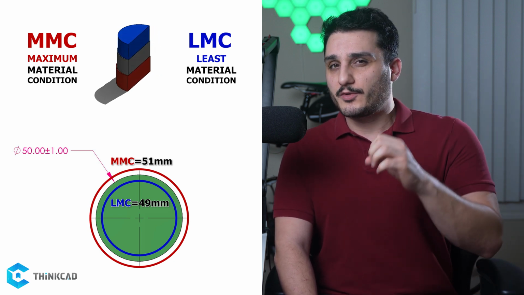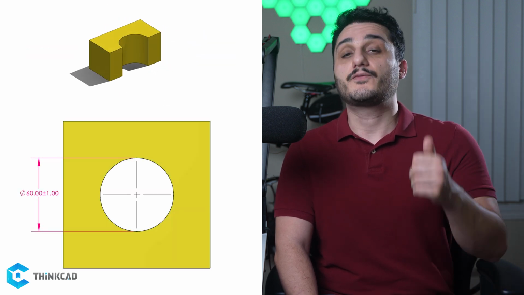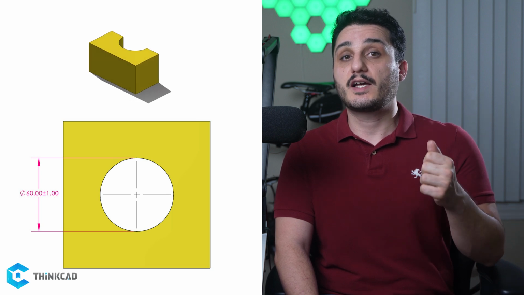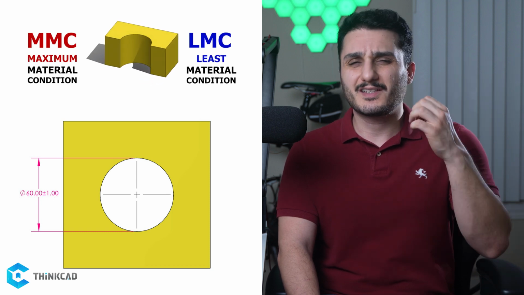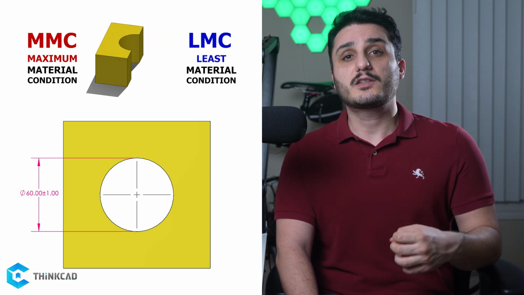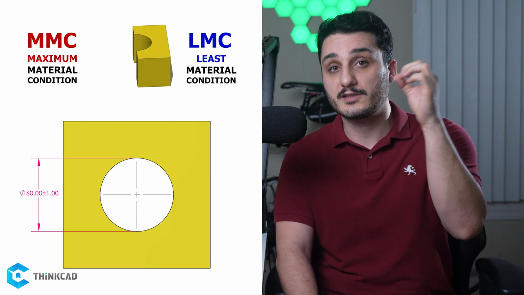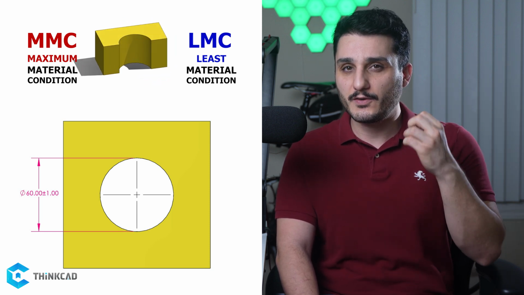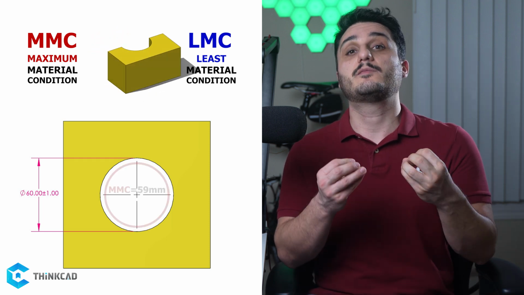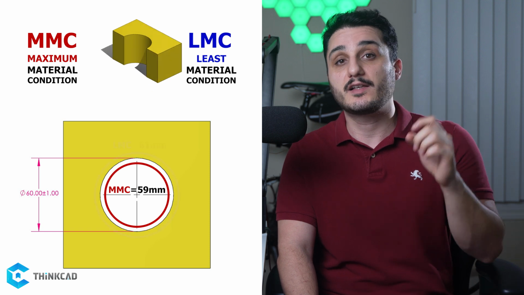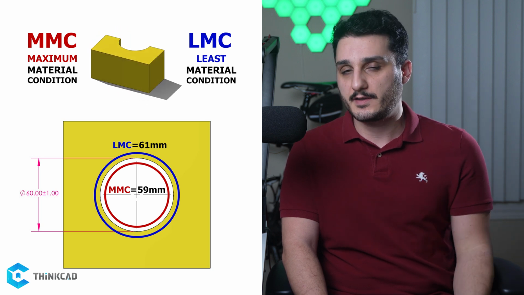Now, let's make it a bit more interesting. Let's see what happens when we deal with a cylindrical hole. This again is a feature of size. Remember that features of size can be external or internal. In this case, MMC and LMC work in the exact opposite way. This is because you get more material when a hole gets smaller. You also get less material as the hole gets bigger, right? This is why if we have a diameter size dimension of 60 millimeter plus and minus 1 millimeter, our MMC will be 59 millimeter and our LMC will be 61 millimeter. This is simply common sense and there's nothing complicated about it.